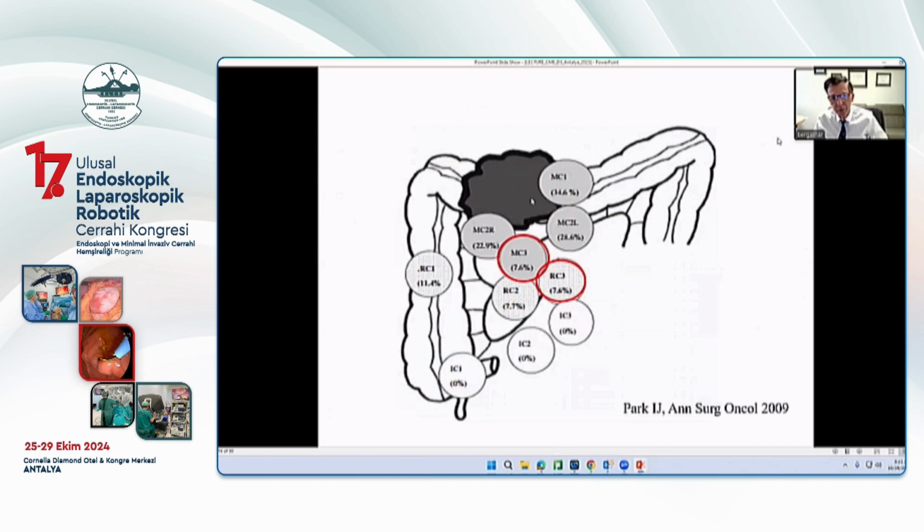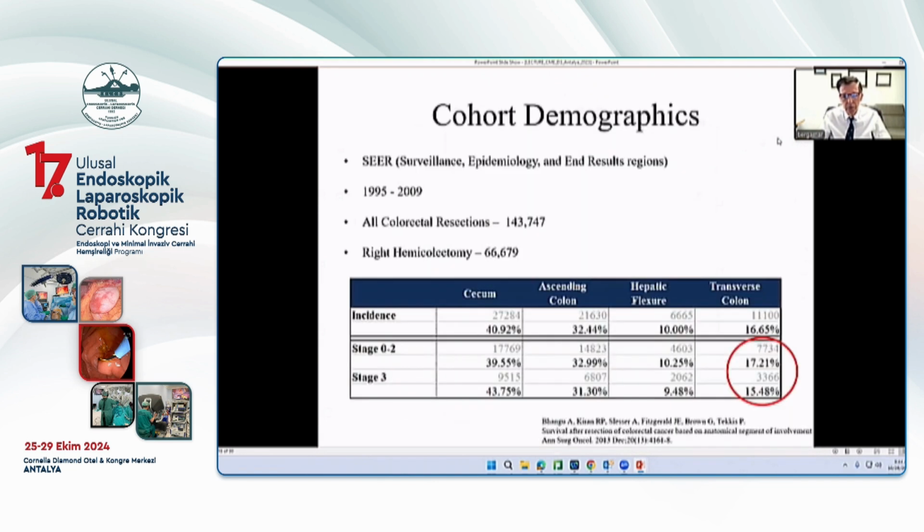And then the proximal transverse is also very significant on the mid colic and on the right colic. So all this is to say what? If you look here on the cecum, you have a fair number of stage 3, 43%, and 39% stage 2. But as you move toward the hepatic flexure, the transverse and the proximal transverse colon, you see that the percentage of stage 3 is decreasing.